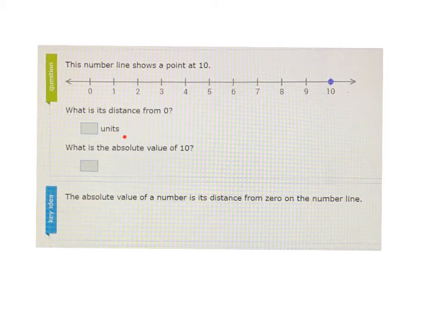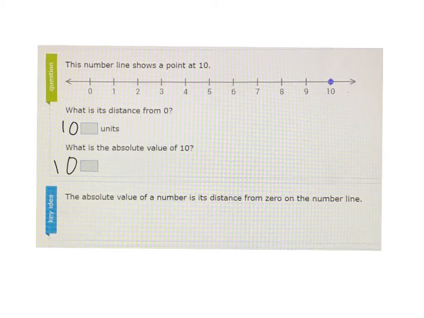In this video, we're going to be talking about absolute value. So the key idea is that the absolute value of a number is its distance from 0 on the number line. So in this first example, the number line shows a point at 10. What is its distance from 0? Obviously, that is 10 units. And therefore, what is the absolute value of 10?